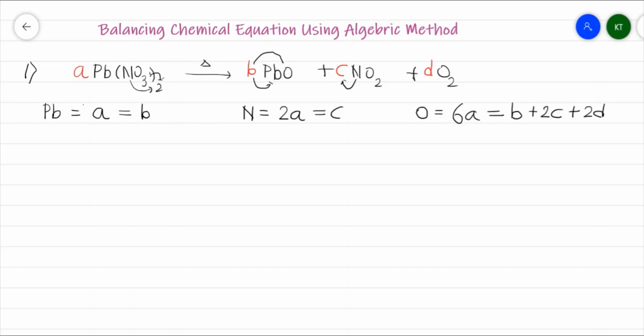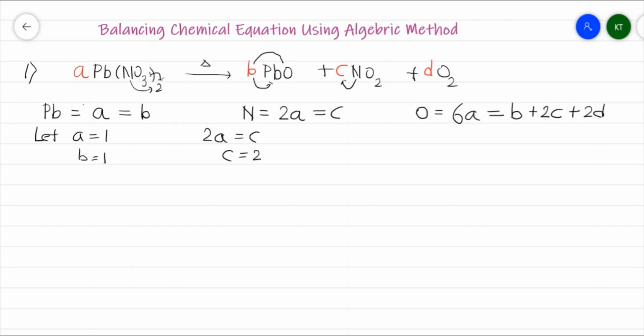Now my job is to find out the values of these a, b, c, d. So let me assume a is equal to 1. So if a is equal to 1, I'll get b also equal to 1. Then I'll find out the value of c. Now 2a is equal to c. a just now I assumed 1, so c I'll get as 2.